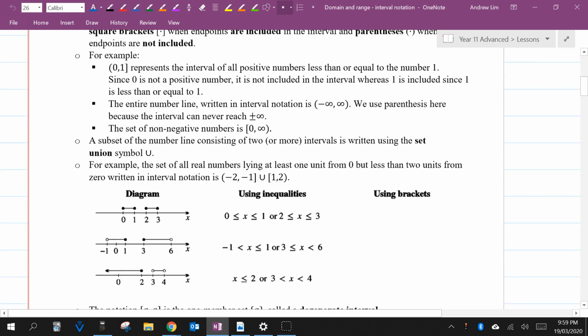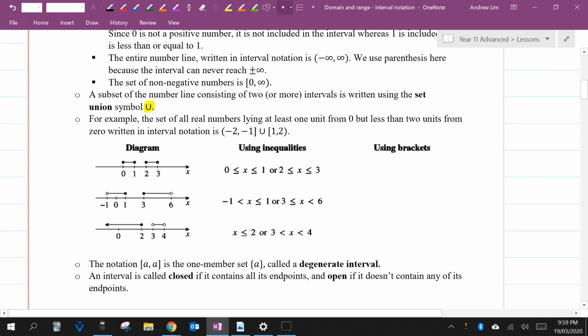A subset of the number line consisting of two or more intervals is written using the set union symbol, which is this U. So for example, the set of all real numbers lying at least 1 unit from 0 but less than 2 units from 0, written in interval notation is parentheses -2, -1 square bracket, union, square bracket 1, 2 parentheses.